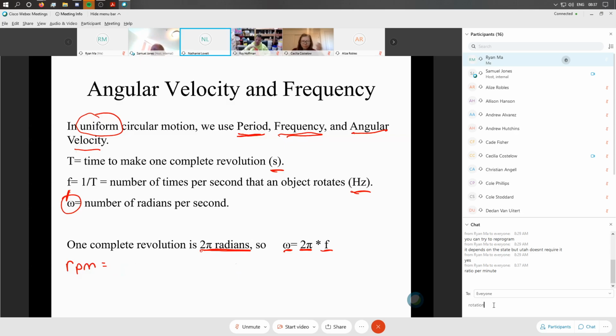Rotations per minute or revolutions per minute, and they're both correct, because they both mean the same thing. So how would I convert this? If I were given my angular velocity in RPM, how would I convert that into radians per second?